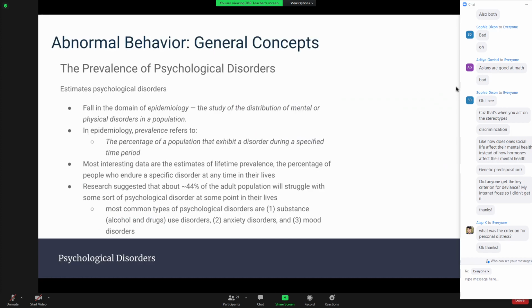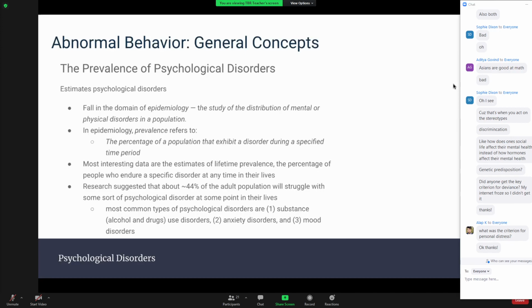But before we do that, I just need to mention the idea of prevalence of psychological disorders. When we're trying to estimate how many people experience psychological disorders throughout their lifetime, that is a question that falls to the field of epidemiology. Epidemiology looks at the distribution of health in large populations and tries to look at trends on a larger scale. When they're looking at prevalence, they're trying to specifically find percentages of people that exhibit a certain type of physical or psychological disorder in a period of time.